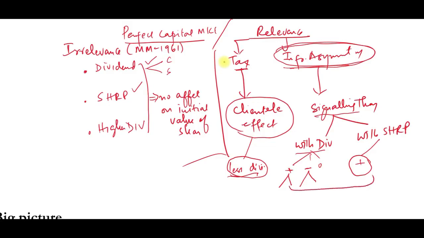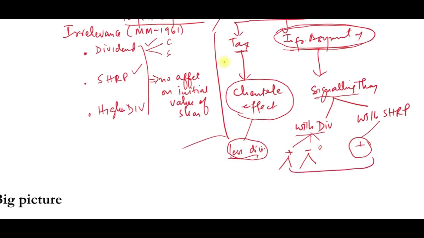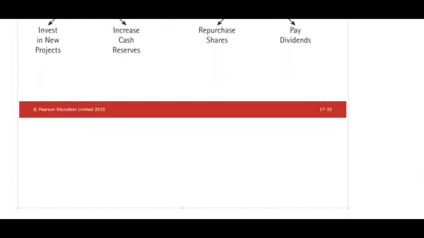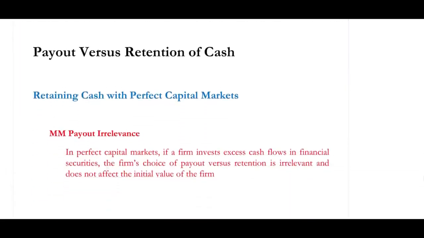But the company has to have dividend smoothening. Dividend smoothening is a way of keeping the dividend rate constant so that the investor expectations are not disturbed, right? While there is no need to do the smoothening for the share repurchase because they are not common. So again, this picture is the same that we just discussed in the start, so no need to look at it again. Next topic is payout versus retention of cash.